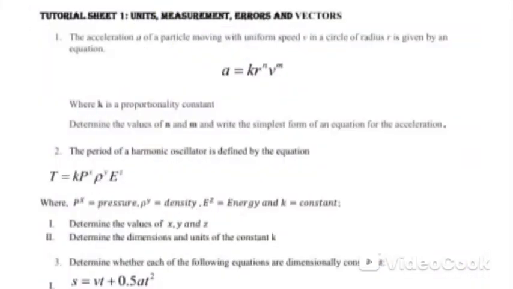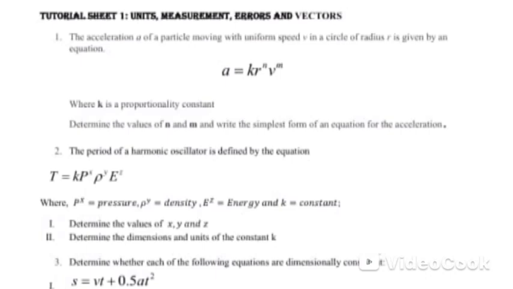The first question in tutorial sheet 1 reads: the acceleration a of a particle moving with uniform velocity v in a circle of radius r is given by an equation, A is equal to k r raised to the power of n multiplied by v raised to the power of m, where k is a proportionality constant. Determine the value of n and m and write the simplest form of an equation for acceleration.